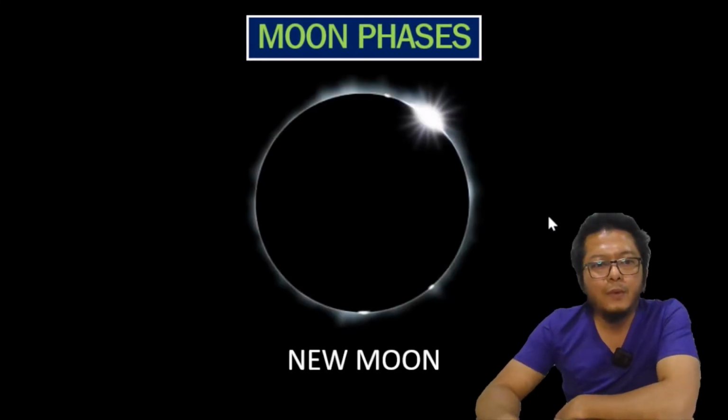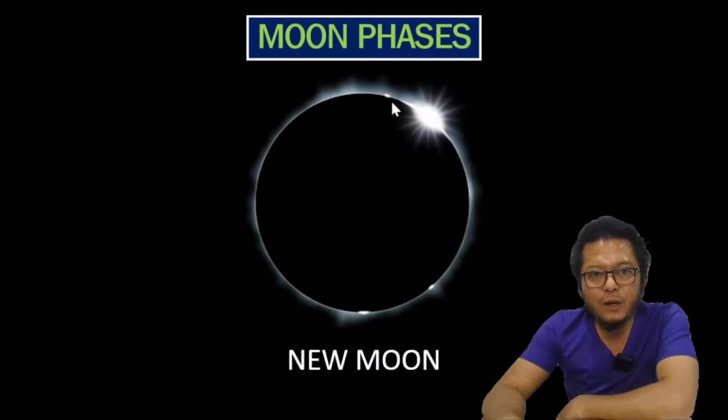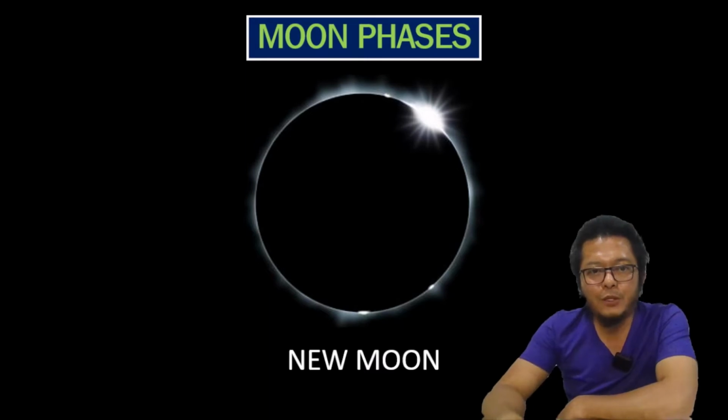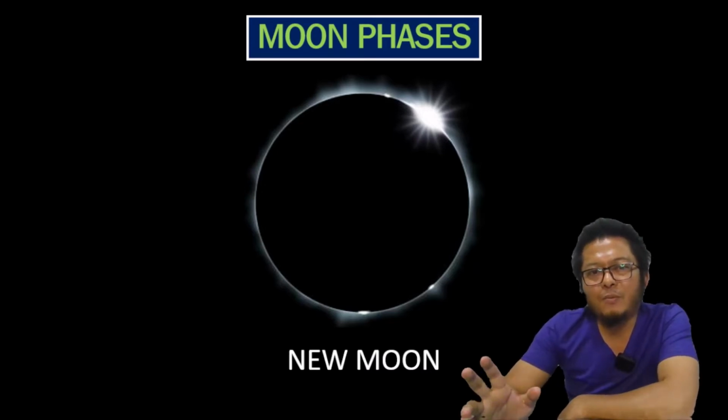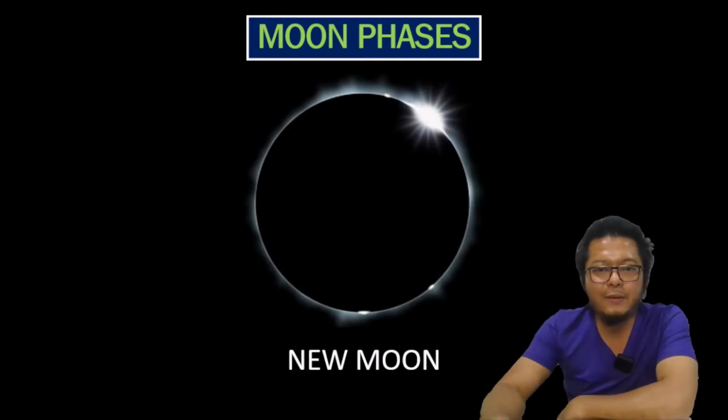Okay. Now, this is new moon. It's actually dark. You can't really see this, but the angle they take the picture is to show you there's a moon in this picture. Okay. This is called new moon. New moon is nothing. You can't see new moon actually. Maybe using a telescope, but usually you can't really see it if you're looking at the sky.